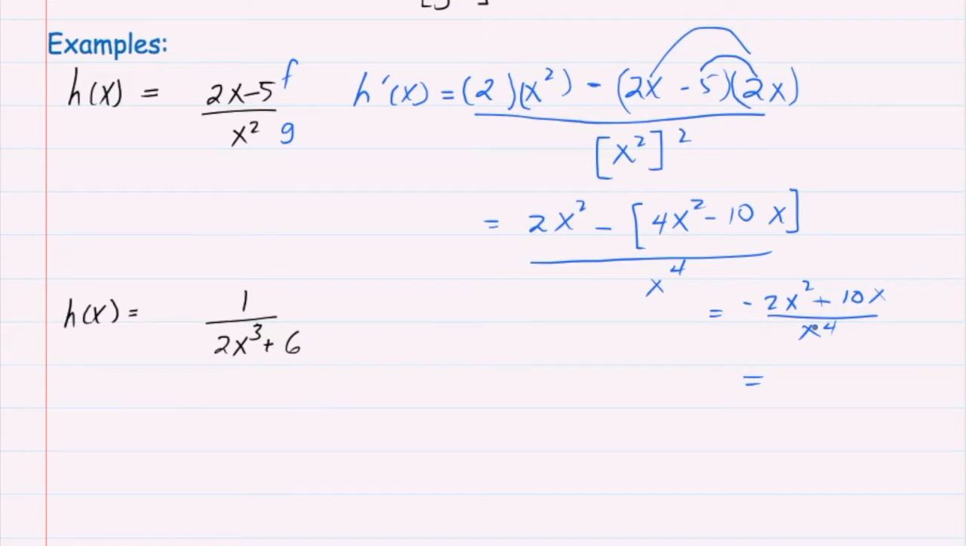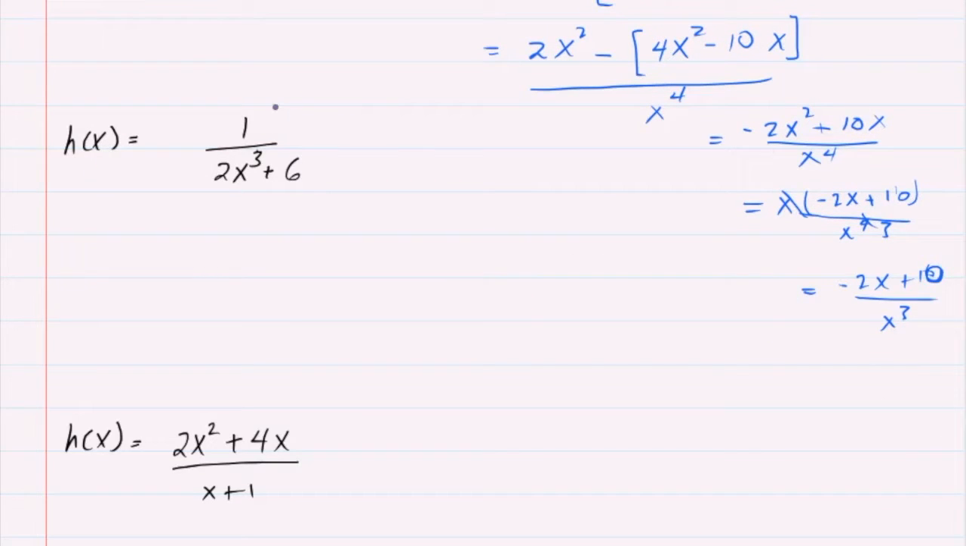You can take out an x from each term. If we take out an x from the top, from the numerator, we're left with minus 2x plus 10, and that's over x to the power of 4. So you cancel out this x with this. This becomes a 3. So we're left with minus 2x plus 10 over x cubed.